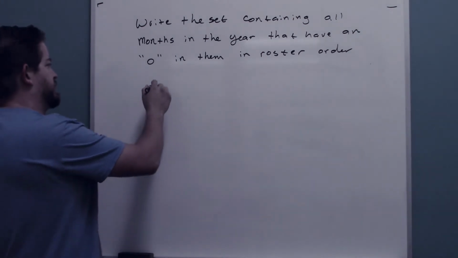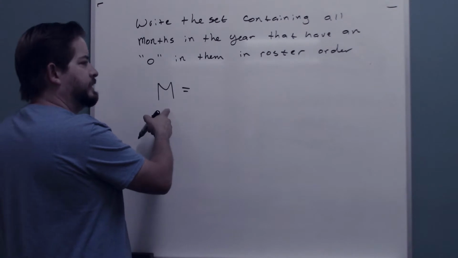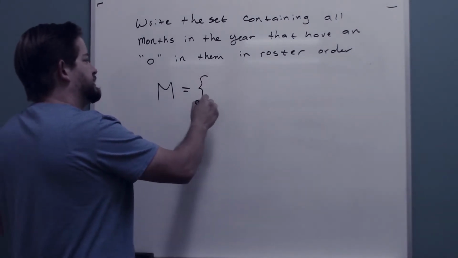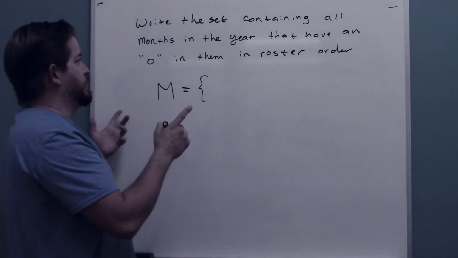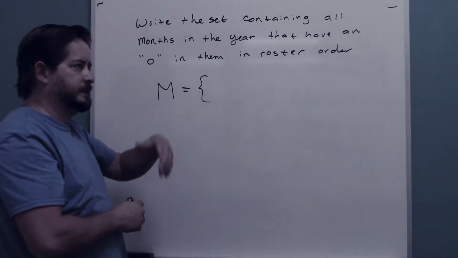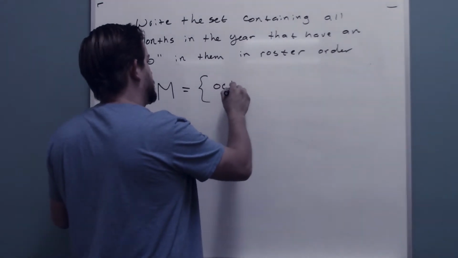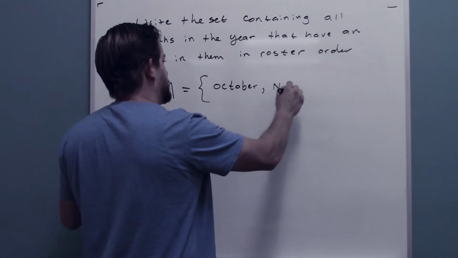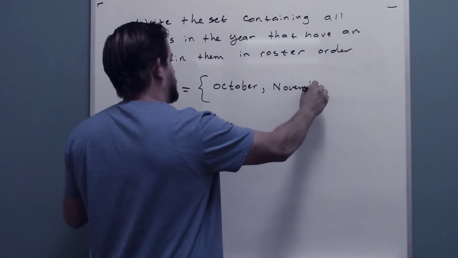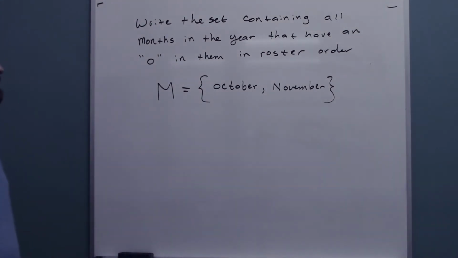Call it whatever you want. Call it M for months. It doesn't matter, but M is the set that I'm denoting. I always open up a set with a curly bracket. This indicates this is a set. The months that have an O in them, unless I missed one, there's October and November. That's it. That's my set, those two.